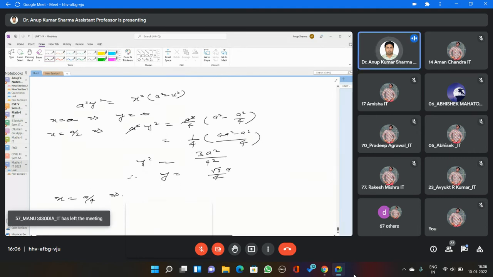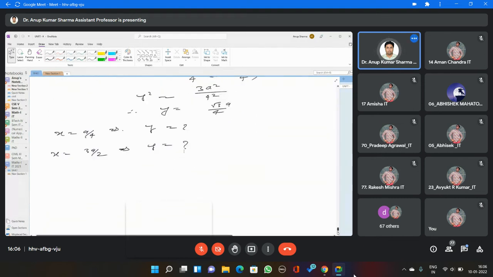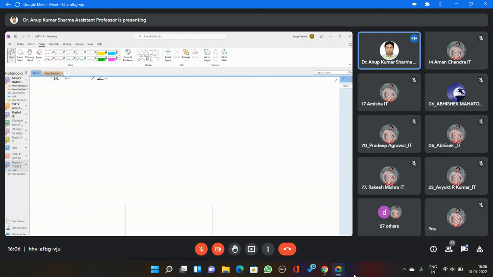When x is equal to 3a by 2, you will have some value here, you calculate. It is needful because we are doing this in the first quadrant. So we come to this one.